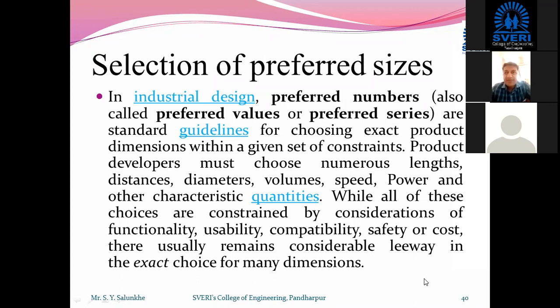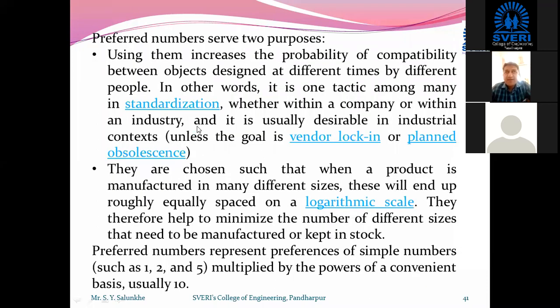Now next slide. These preferred numbers serve two types of purpose, about which we are talking. Using them increases the probability of compatibility between objects which are designed at different times, by different people or different engineers. And they can be used even though they are manufactured at different locations.